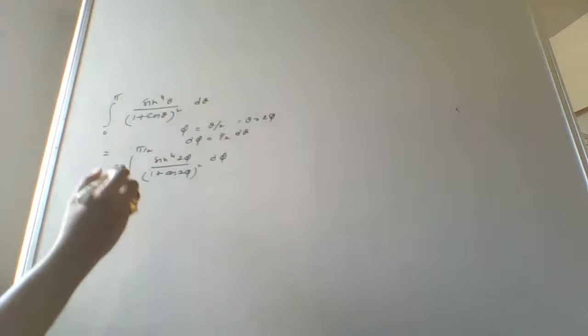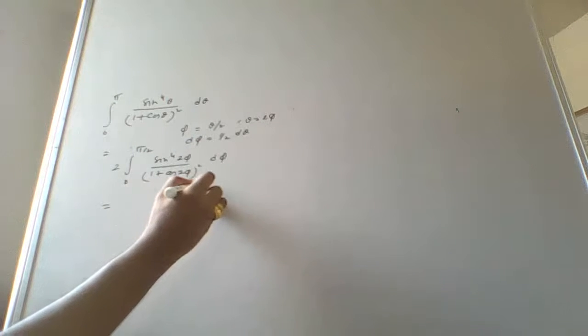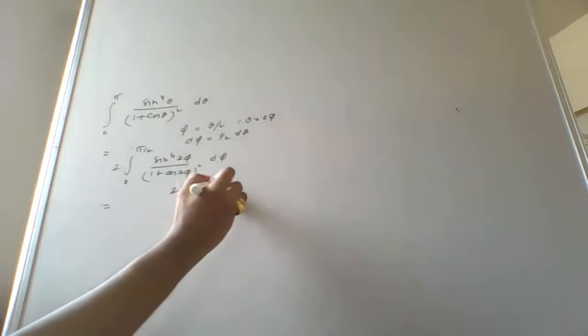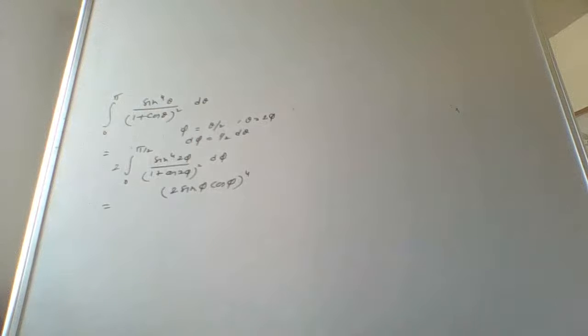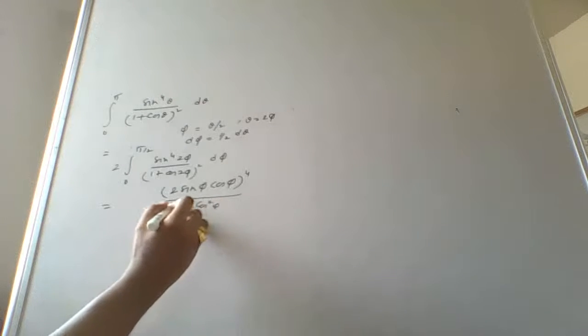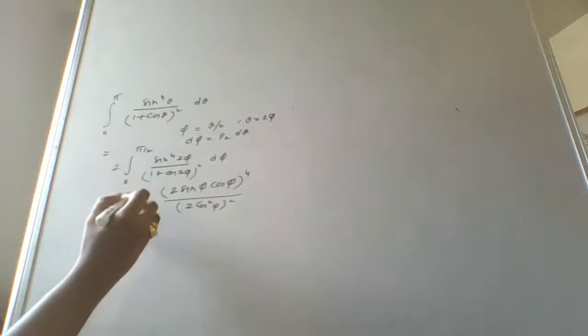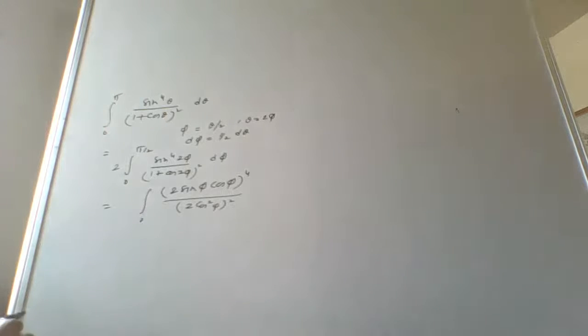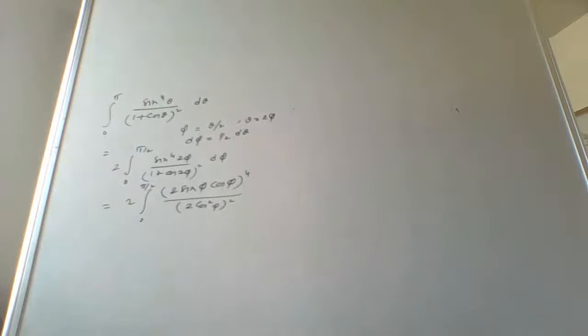Now let us try to solve further. So this I can write as 2 times sine phi cos phi over 4, divided by 2 cos square phi, and whole square, since we have whole square there. So that is 0 to pi by 2 and d phi.